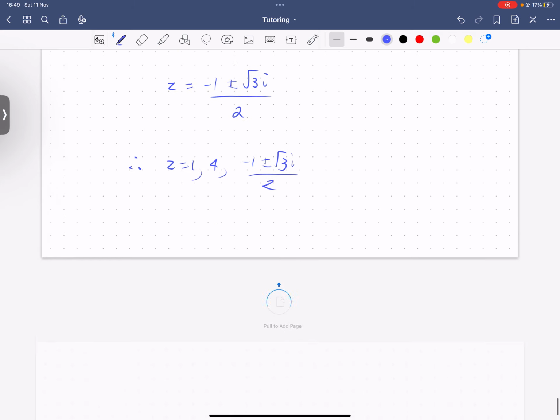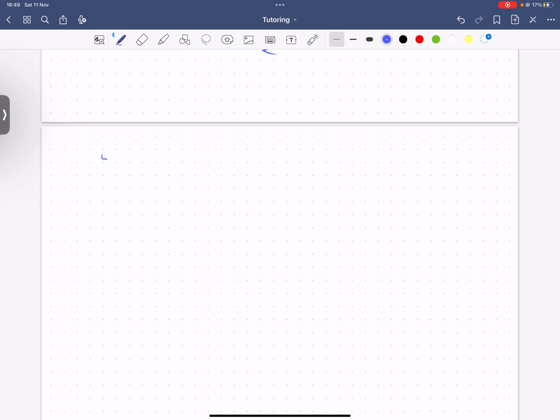Part B. Got z to the power of 6 minus 16z cubed plus 64 equals 0. Okay, we're going to use a u substitution here.